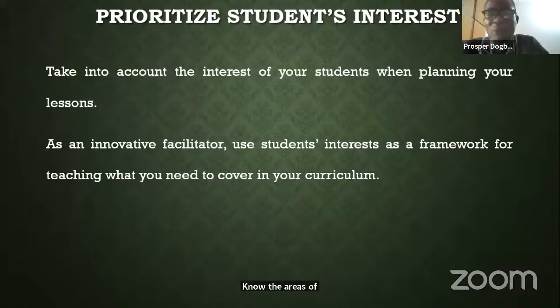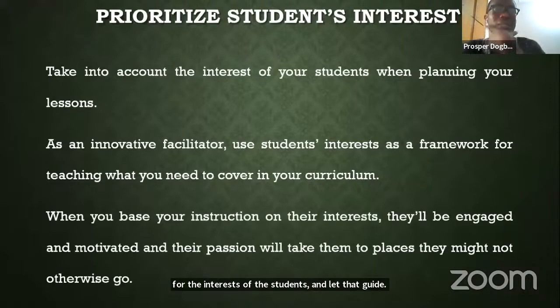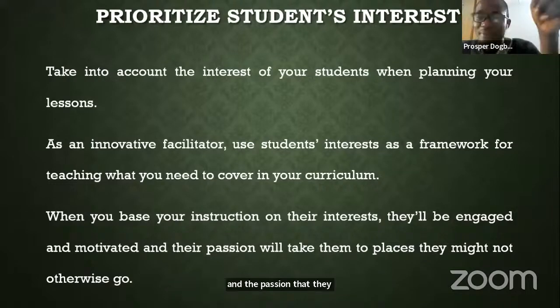Use their interest as a framework for your teaching. In other words, the areas you need to cover in the curriculum. Look for the interest of the students and let that guide how you teach the content you are supposed to teach. Now, when you base your instruction on their interest, they will be engaged in the lesson and they'll be motivated. And the passion that they have will carry them places.